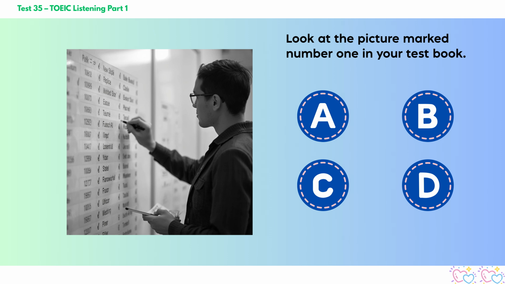Look at the picture marked number 1 in your test book. A. The employee is reviewing a checklist on the board. B. The employee is writing an email. C. Colleagues are talking nearby. D. The board is being cleaned.